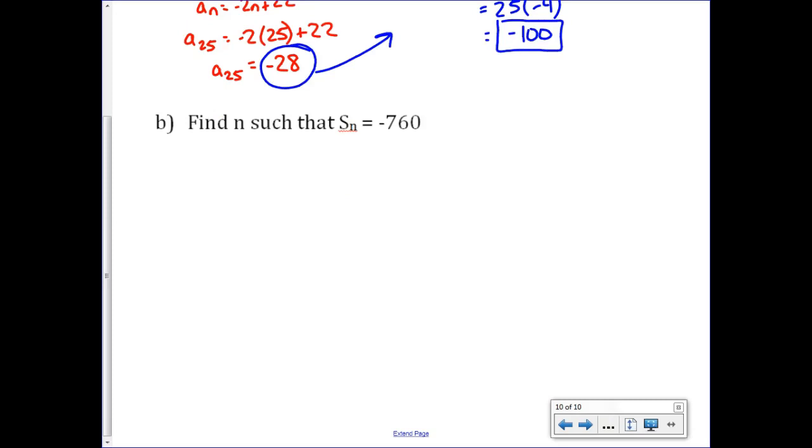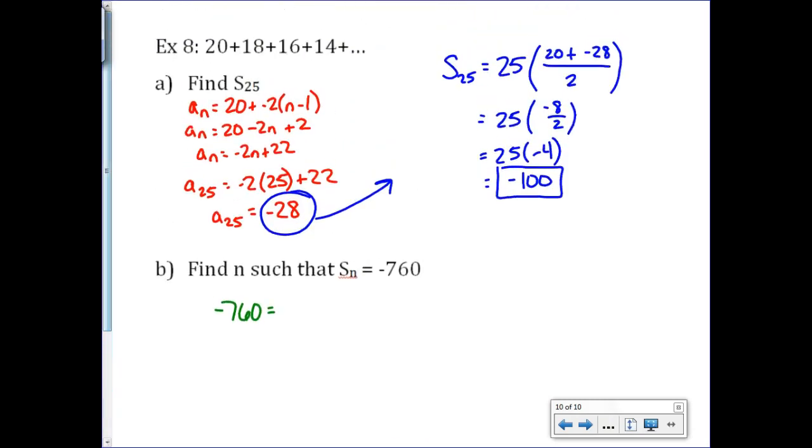Okay, here's another problem that involves us working backwards a little bit. It says, find n such that the sum of some number of terms is negative 760. So negative 760 is our answer. It's like our S sub 25 here. We need to know what number n that is. So we're solving for n here. We still know our first term is 20. If we don't know what n is, we don't know our last term.